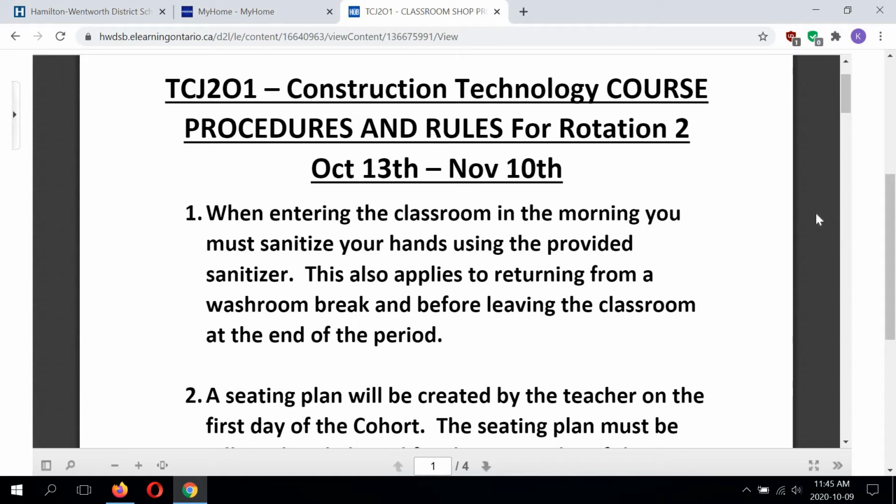And someone might ask me, well, why do you require us to sanitize our hands when we arrive to the classroom? Well, in the time you arrive and get through the main doors to the time you get to the classroom, I don't know what you've done or where you've been. So you may have visited the washroom at that time. I don't know. So it's a safe practice for everyone to sanitize when they enter the shop lab before they take their seat. And the sanitizer will be provided. Same applies for returning from the washroom. You must sanitize, and you must sanitize again before you leave for either lunch or going to your study hall.